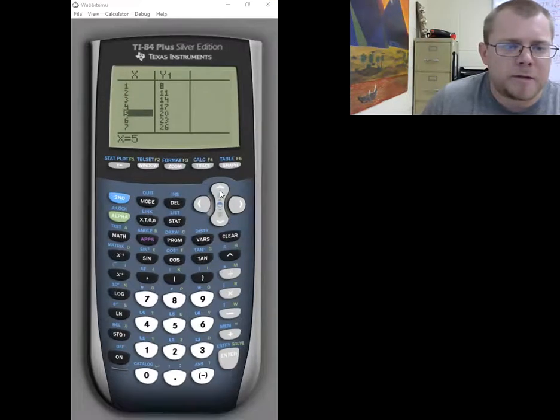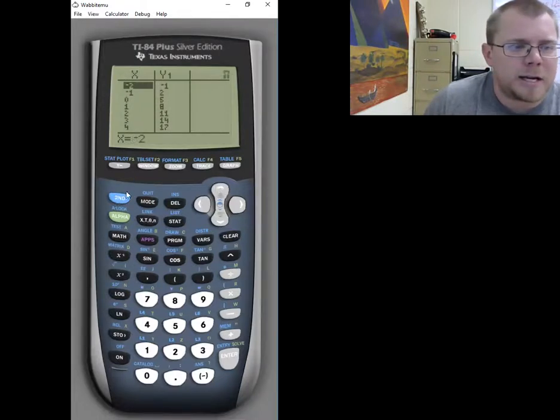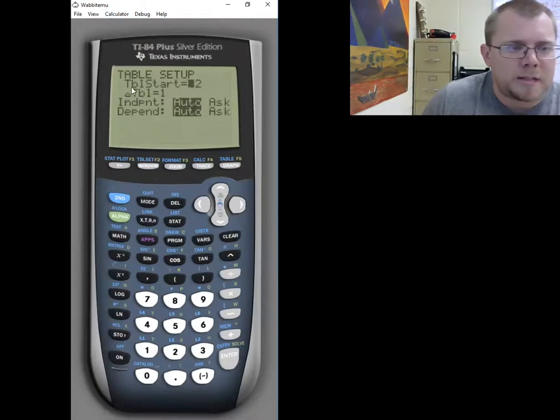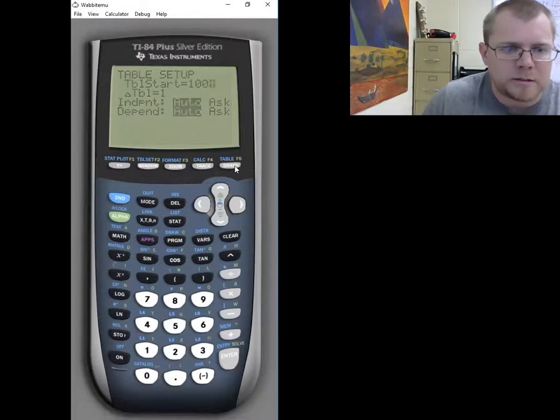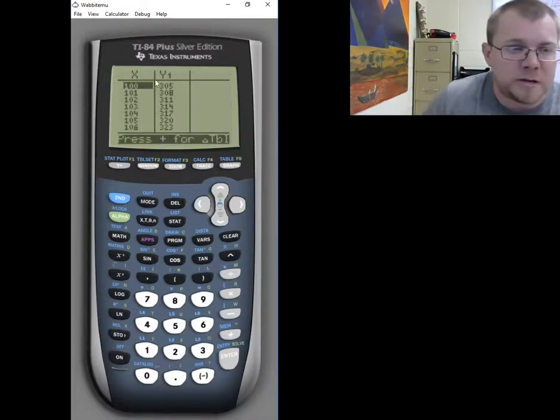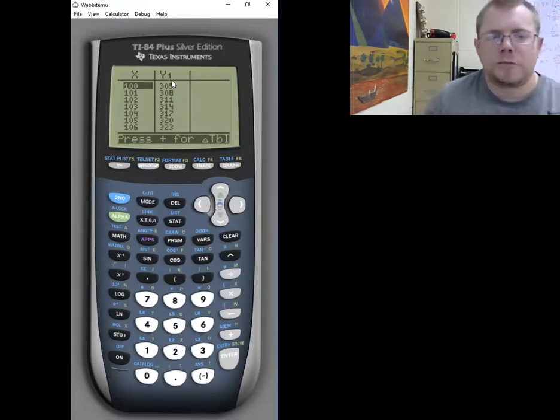Now, if you want to jump to 100, that's what I had on the screen before. You can press second window and it says table start. So this is where you will change this number. You're not going to mess anything up. If you change this to 100, let's say, then second graph, there you go. There's all your values. There's your values at 100. So it should be 305. If it's not 305, then it's not a solution.